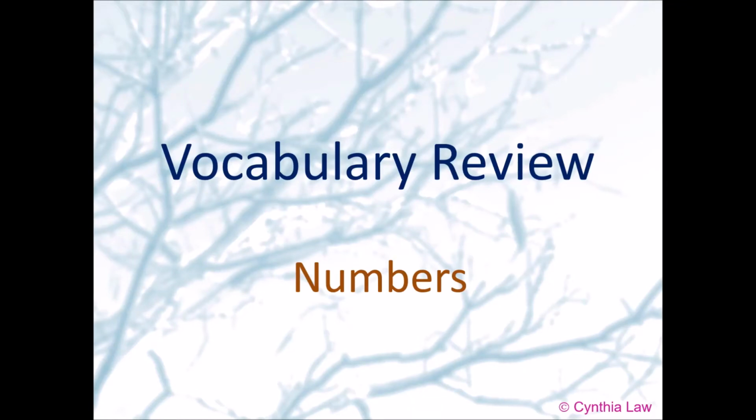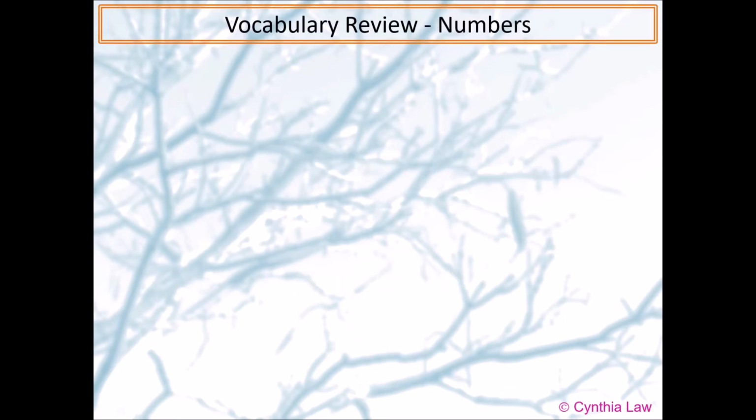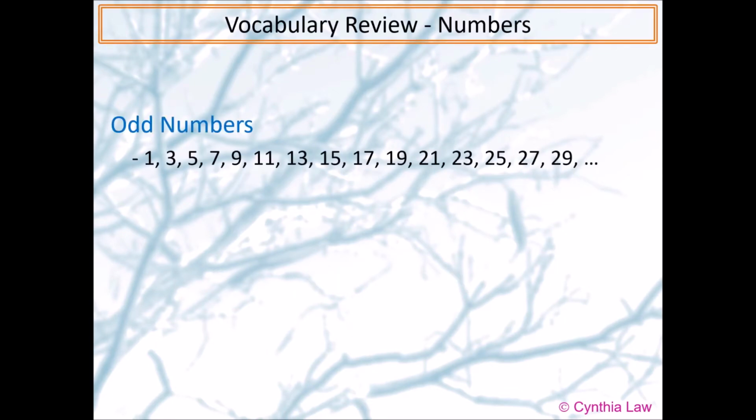Vocabulary review. Numbers. Odd numbers. Odd numbers include 1, 3, 5, 7, 9, 11, 13, 15, 17, 19, 21, 23, 25, 27, 29, etc. We count every other number starting from 1, and these are odd numbers.